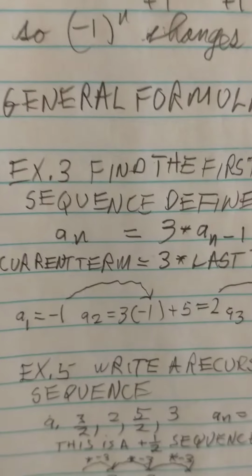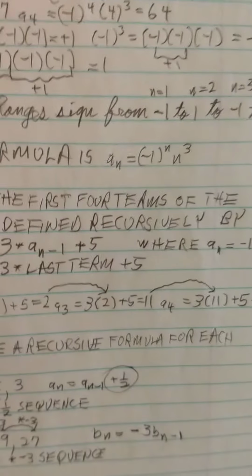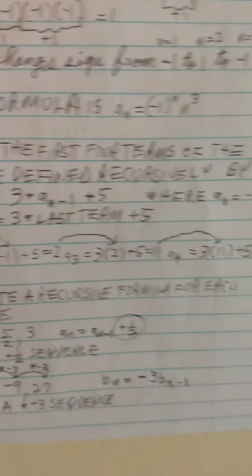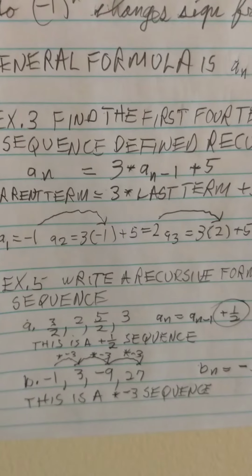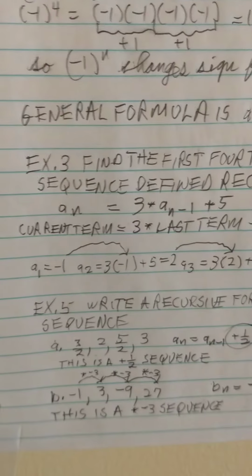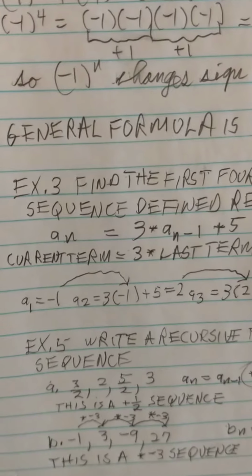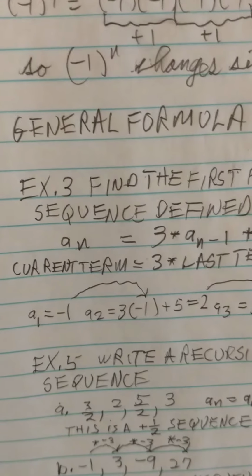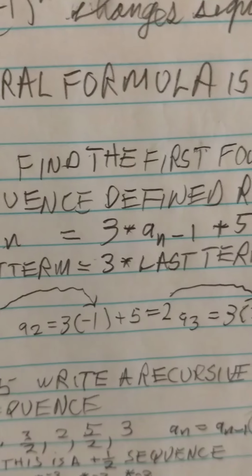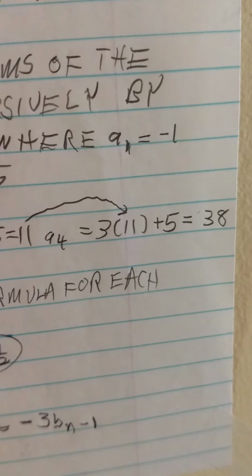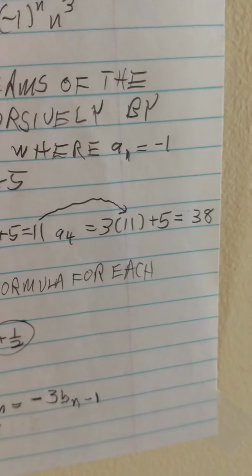Okay. Now, for example 3, we want to find the first four terms of the sequence defined recursively using previous elements as a sub n is equal to 3 times a sub n minus 1 plus 5. Now, to put that in English, we would say the current term a sub n is equal to 3 times the last term a sub n minus 1 plus 5. And we have to be given the first term in order to start, which is going to be negative 1 for a1. So let's look at how this proceeds.